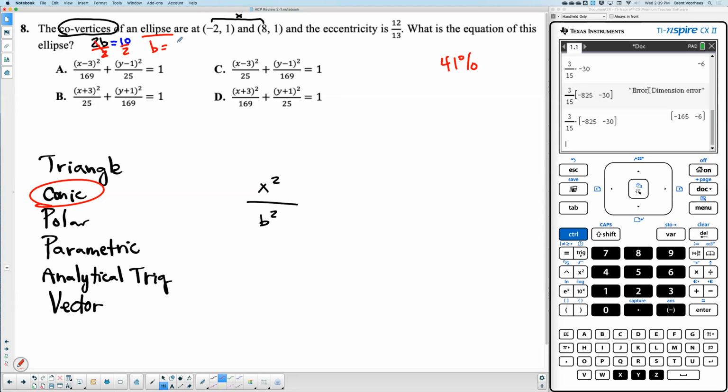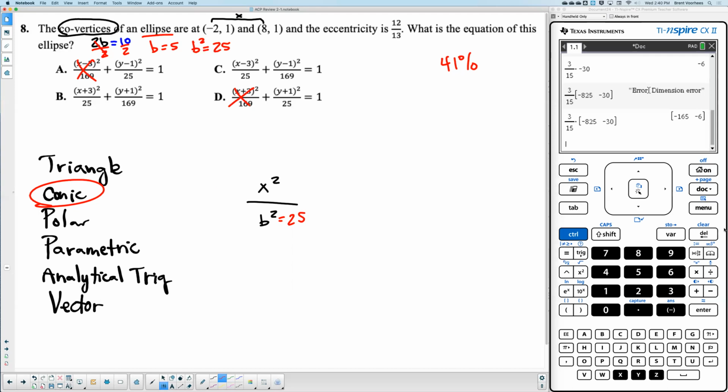And what does b actually equal? 5. Now, A, B, and C, you're always going to want them squared, always. So what is b squared? 25. That means underneath the x, in the denominator of the x fraction, I need 25. Can I eliminate any fractions or any options? Which answer choices are eliminated? A and D are out.